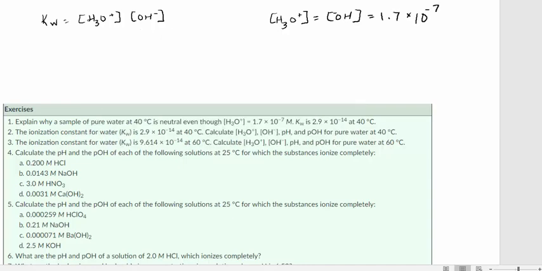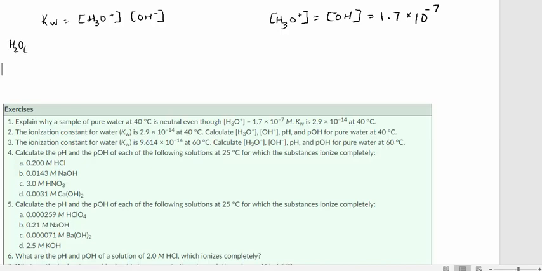Number 2, the ionization constant of water, 2.9 times 10 to the negative 14 at 40 degrees. That was given to us in number 1 as well. They're asking us to calculate the concentration of the hydronium ion and the hydroxide ion, the pH and the pOH for pure water. Well, we've already calculated the concentrations of our hydronium and our hydroxide. But if we didn't have that already, if we didn't have 1.7 times 10 to the negative 7 to start with, then what I would do is I would assign each of these an X.